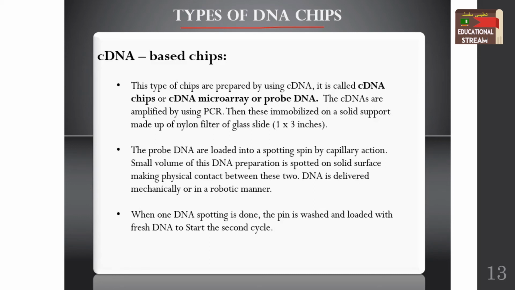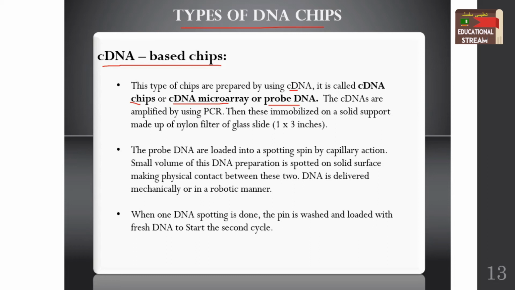There are different kinds of DNA chips which are used in biochemistry and molecular biology. Mostly they are cDNA based chips or the oligonucleotide chip. So cDNA based chips are prepared by using the cDNA. Therefore it is known as the cDNA chip or cDNA microarray or probe DNA.